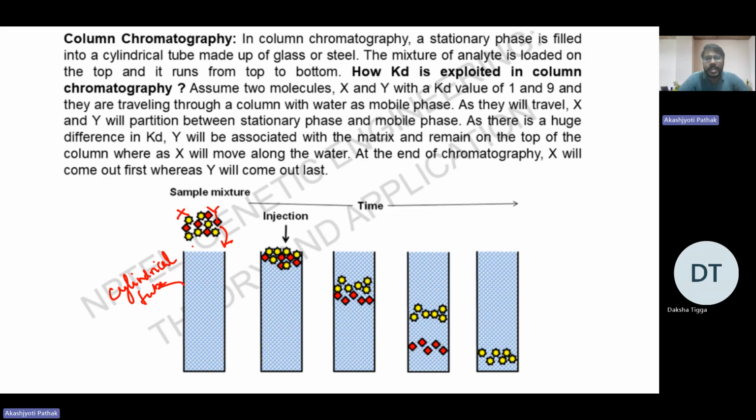It will remain associated with the matrix and remain on the top of the column while your X will move along with the water. So this is your Y molecule, and this is your X molecule. Your Y has a higher KD value. Higher KD value means it has higher affinity for the stationary phase over the mobile phase. That is why your Y will be eluted later as compared to your X molecule. Okay.